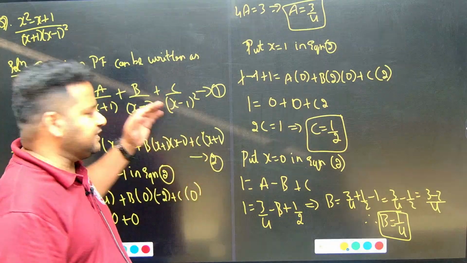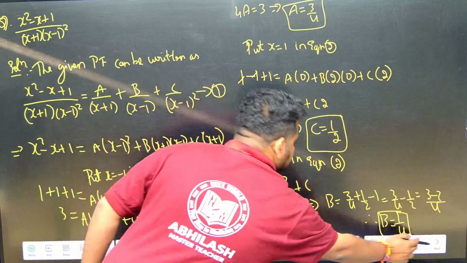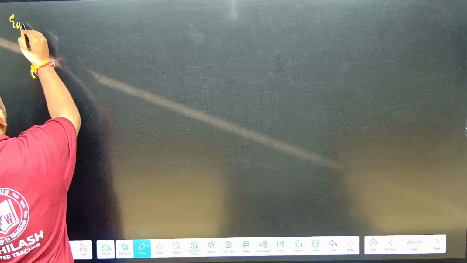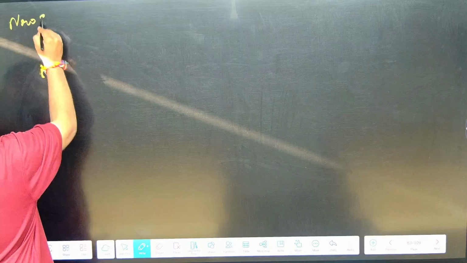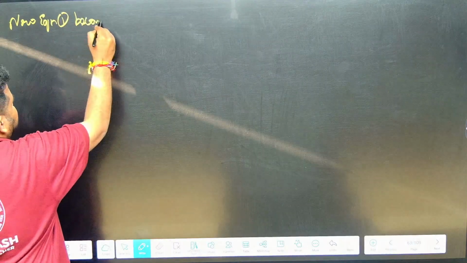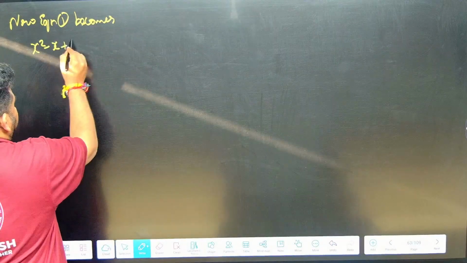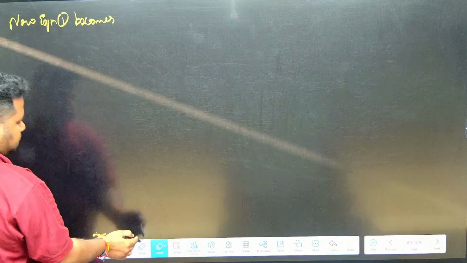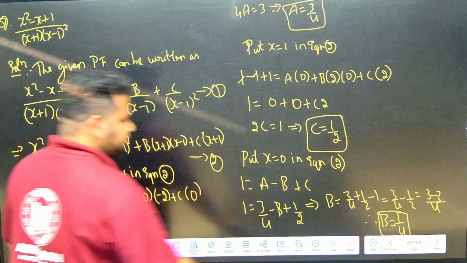We can put the values of a, b, c in equation 1. Therefore, equation 1 becomes, observe here carefully, that is x square minus x plus 1 minus x plus 1 divided by x square minus x plus 1, divided by x plus 1 into x minus 1 whole square.